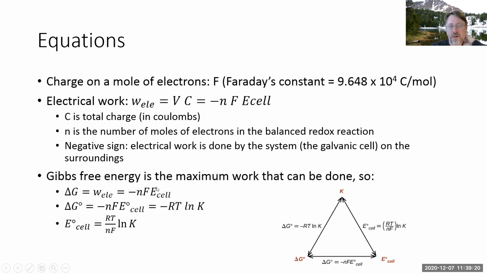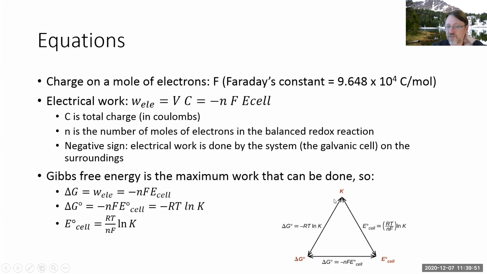I apologize for that. Now, we also have a relationship between delta G and the equilibrium constant. You remember that from last week? So that means we now have a relationship between the standard cell potential and the equilibrium constant. And solving that for E cell, we can find RT over nF times the natural log of K.